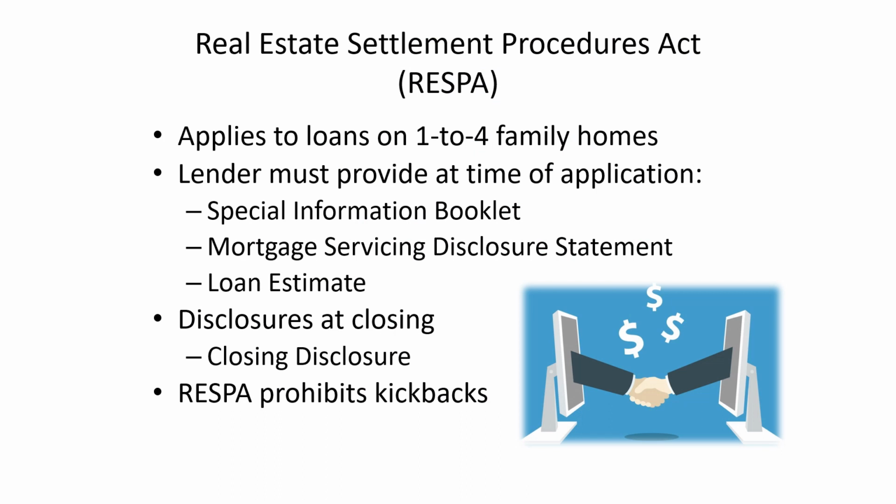The Real Estate Settlement Procedures Act, also referred to as RESPA, applies to loans on 1 to 4 family homes. The lender must provide, at time of application, a special information booklet, mortgage servicing disclosure statement, and loan estimate. Disclosures at closing would be your closing disclosure, and RESPA prohibits kickbacks.